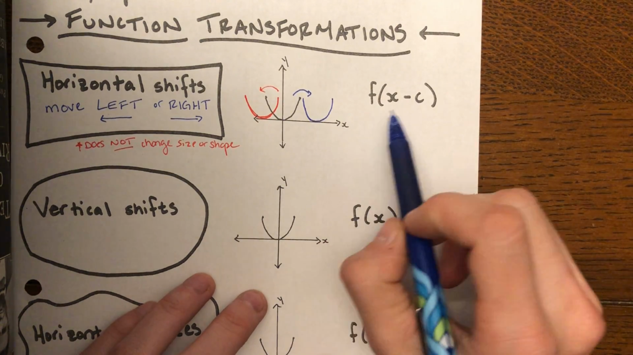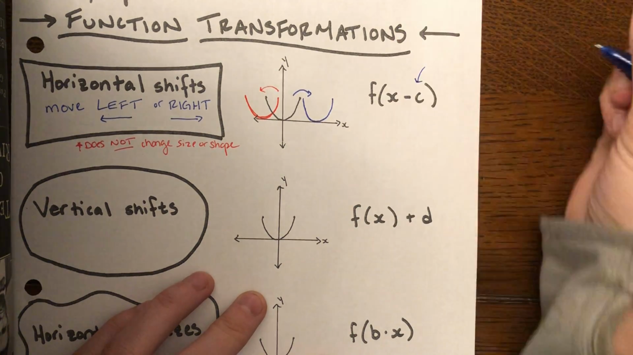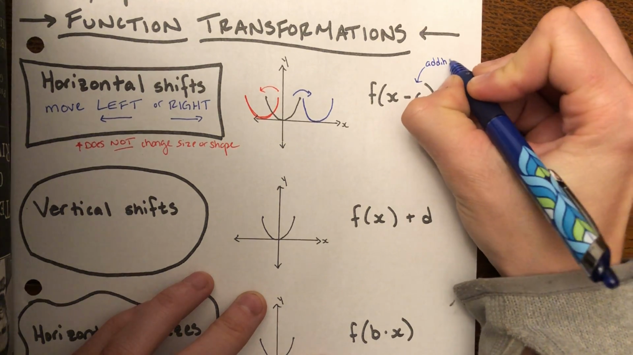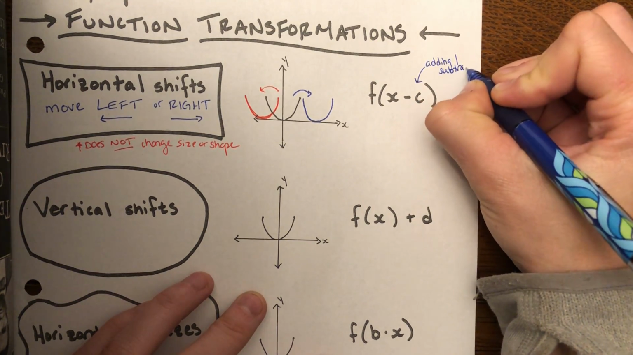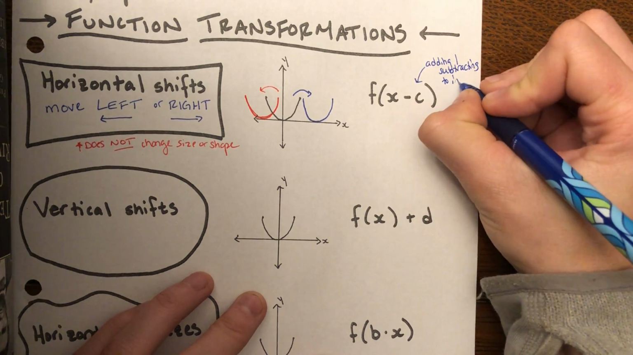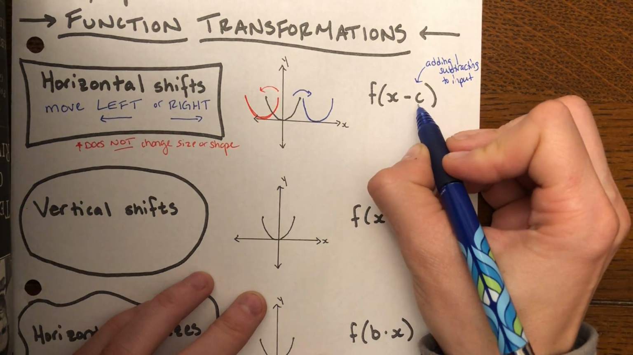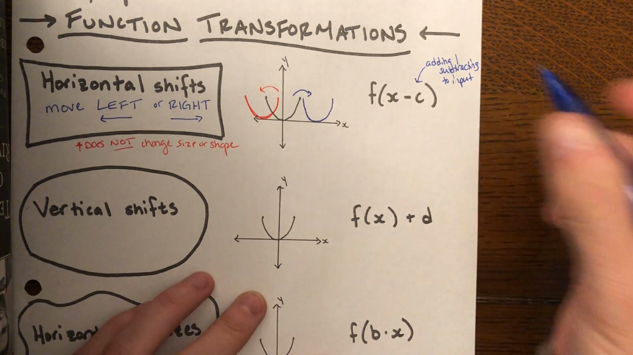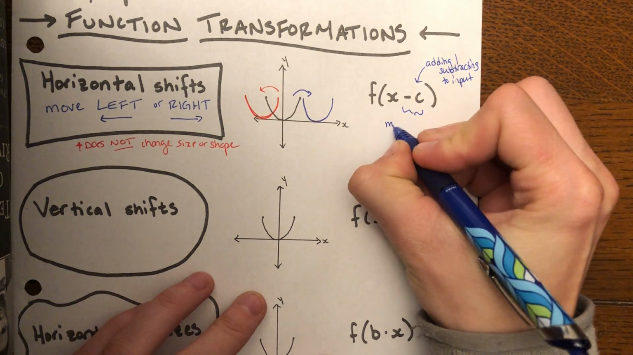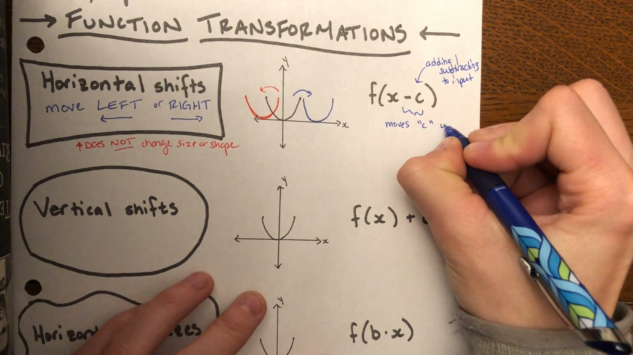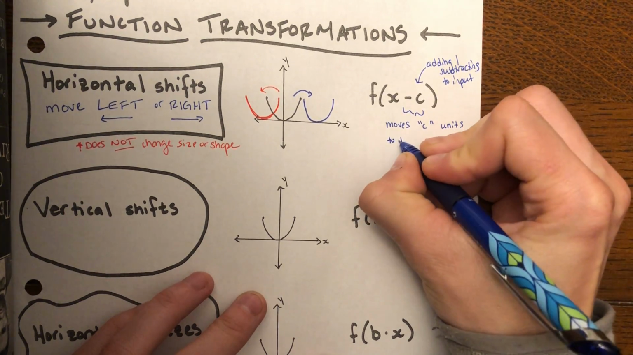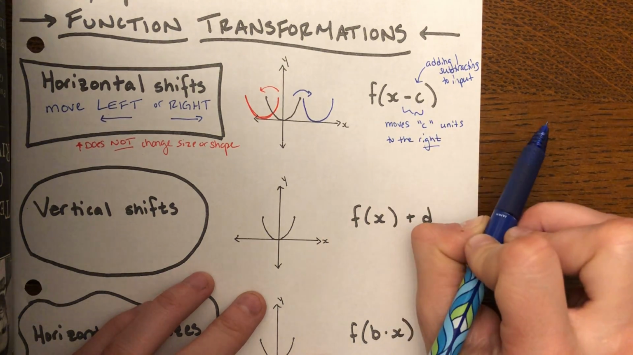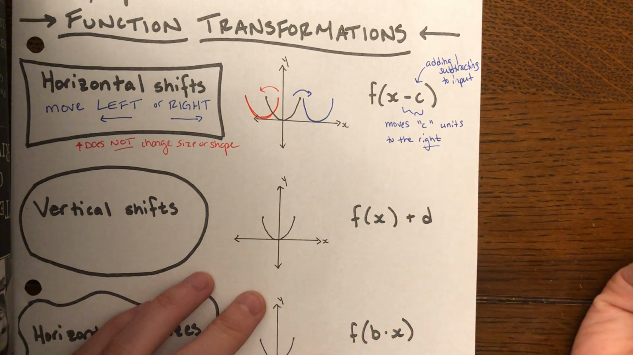And we do this by adding or subtracting within our parentheses, so in our input. We're adding or subtracting to the input. And a negative c moves our function c units to the right. Sorry, this way is right. So minus c moves c units to the right. So it's kind of backwards. When you have a minus c, you go right. A plus c, you go left. A little backwards than usual.